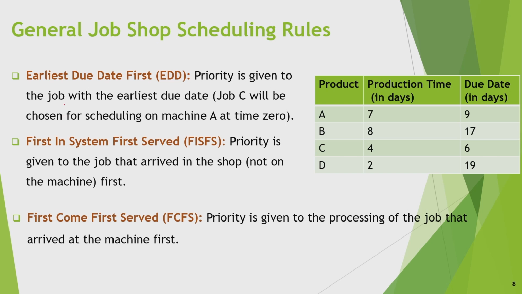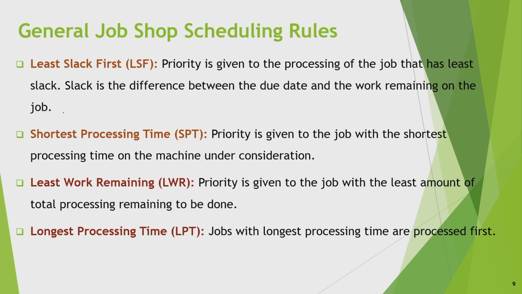Then another approach is first in system first served, where priority is given to the job that arrived in the shop first, not on the machine. First come first served, FCFS, means priority is given to the processing of the job that arrived at the machine first. Then least slack first, where priority is given to the processing of the job that has least slack. Slack is the difference between the due date and the work remaining on the job. So that means if there is a smaller amount of slack, you assign it first.